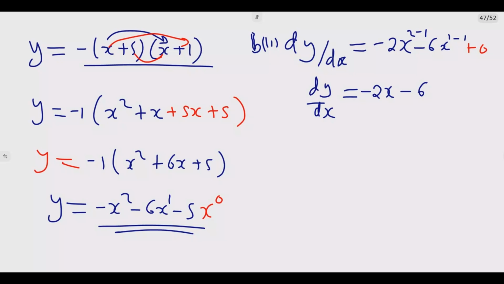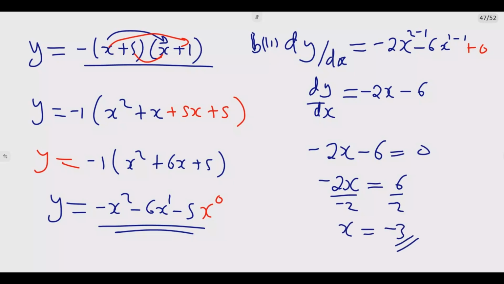Now at the turning point, this is equal to 0. So we have minus 2x minus 6 is equal to 0. Then we're looking for the value of x, so minus 2x is equal to 6. We divide by minus 2, so x is equal to minus 3. So we find the value of x. Now we just need to find the value of y.